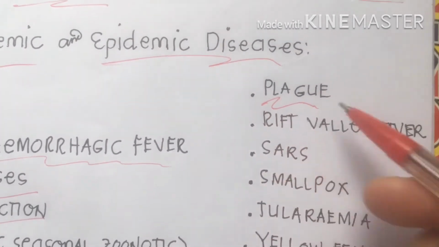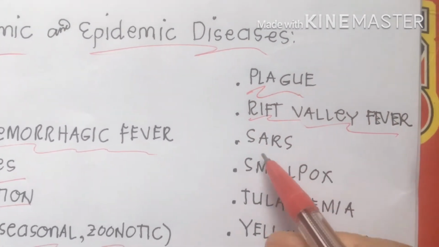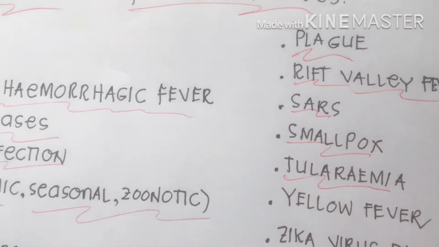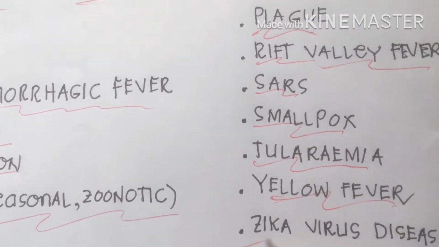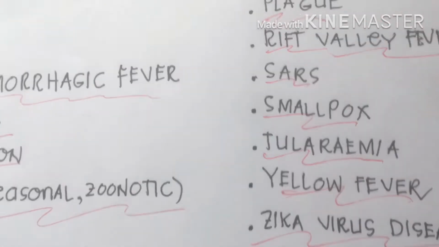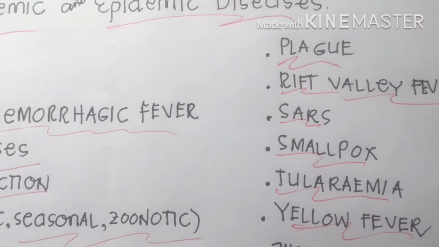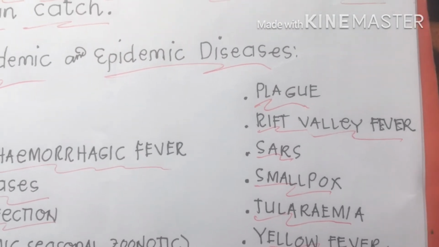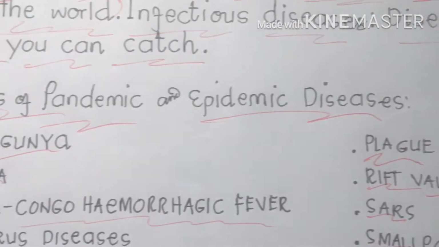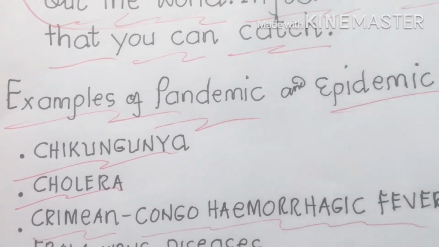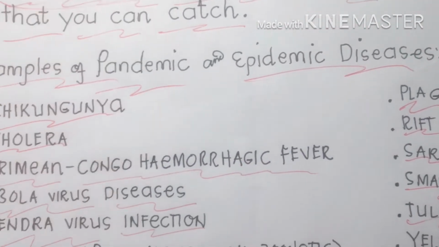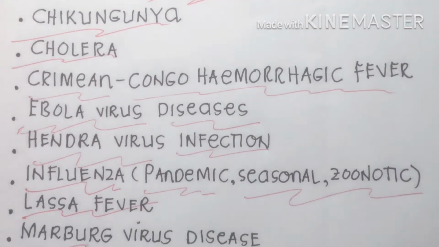Next is plague, Rift Valley fever, SARS, smallpox, Thalassemia, yellow fever, and Zika virus disease. And what about these, Teacher Ram? Are they contagious? Are they spreading throughout the world? Yes. This kind of disease is what we call a pandemic, just because it is throughout the world.